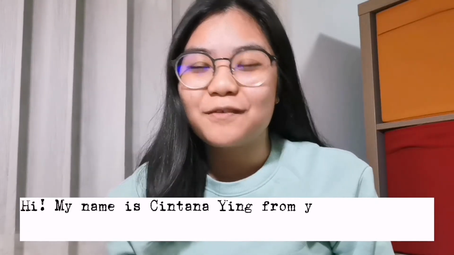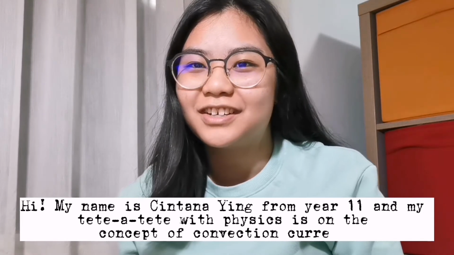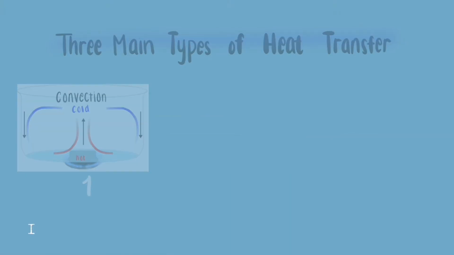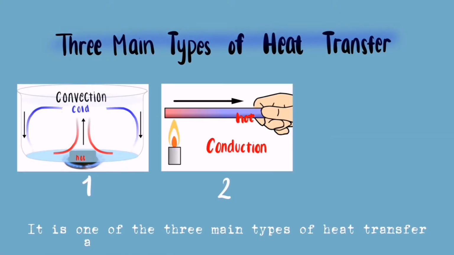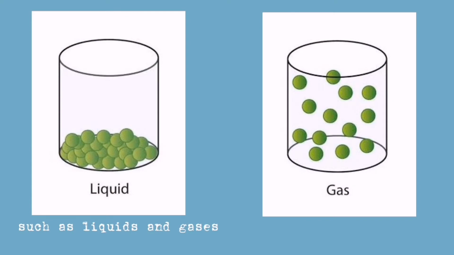Hi, my name is Cintana Ying from Year 11, and my TED with Physics is on the concept of convection current. What is convection? It is one of the three main types of heat transfer aside from conduction and radiation, and unlike the other two, convection can only happen in fluids such as liquids and gases, as it allows the molecules to move around freely.